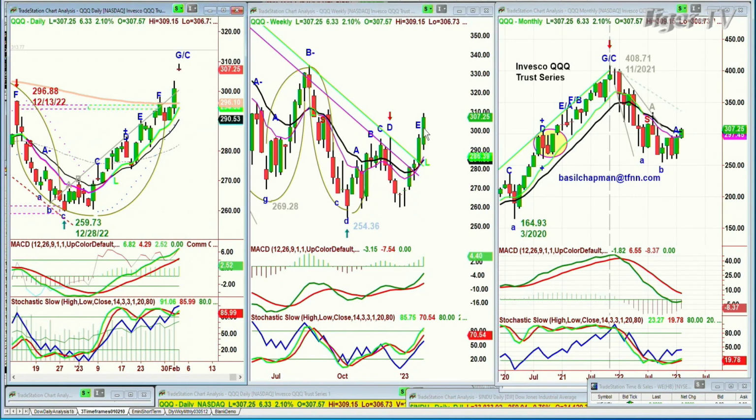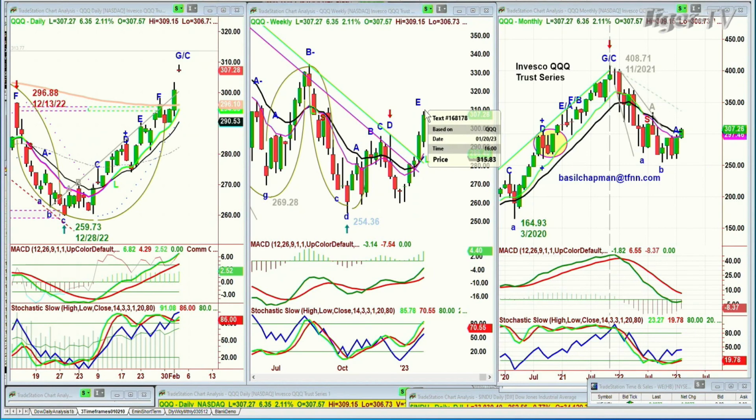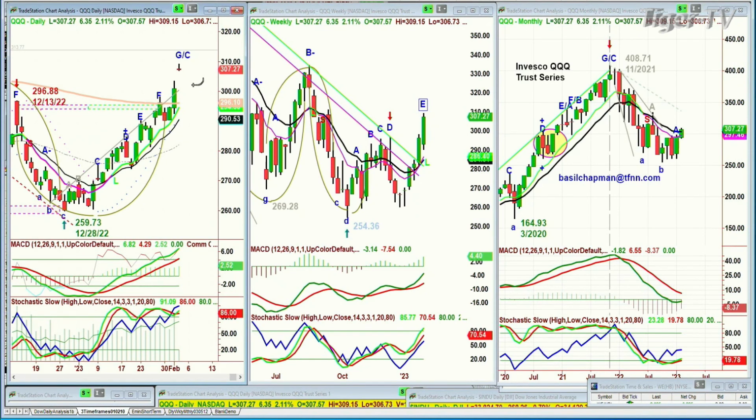I'm calling this a leg E in the weekly chart. I might even have to alternate and call it an E/A over a period of time, but I don't have to worry about that at this particular point. What I am talking about is this little doji candle, G/C in the daily chart, and I'll draw it in. It doesn't have to be a G, but this is where I am very cautious.